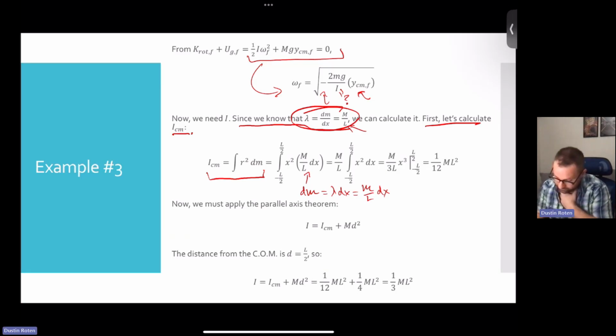So I do that. I can pull my constants out front, this M over L, they're constant, they're not changing. And then I just do a simple integral of x squared. That's going to give me 1/3 x cubed. Then I solve for my limits, no weird u-subs or anything, and I get 1/12 M L squared. And that's actually correct.